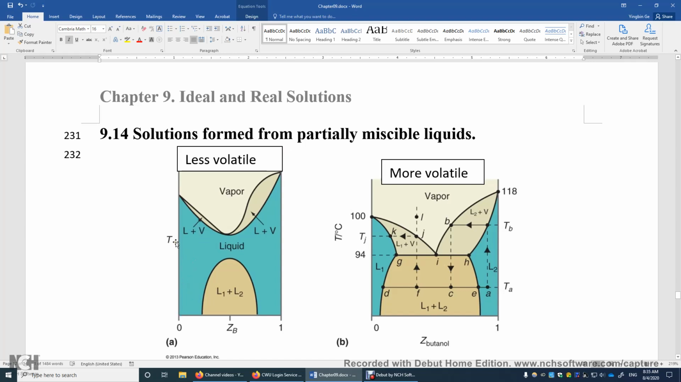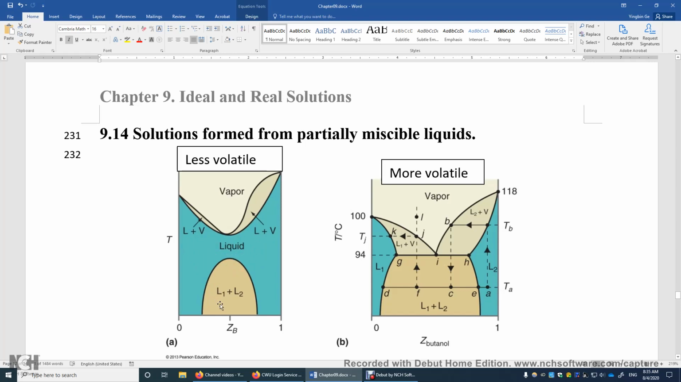And then in this region, you can say B is dissolved in A. In this region, A is dissolved in B. In this region, you just say A and B are miscible with each other at this temperature. Above this temperature, A and B are miscible, so any amount of A can be dissolved in any amount of B.